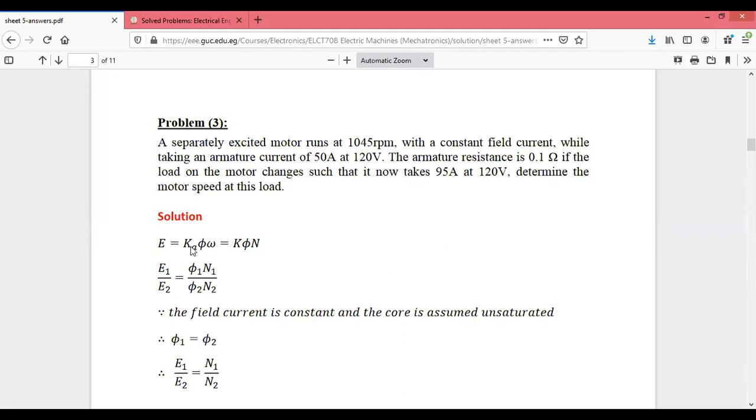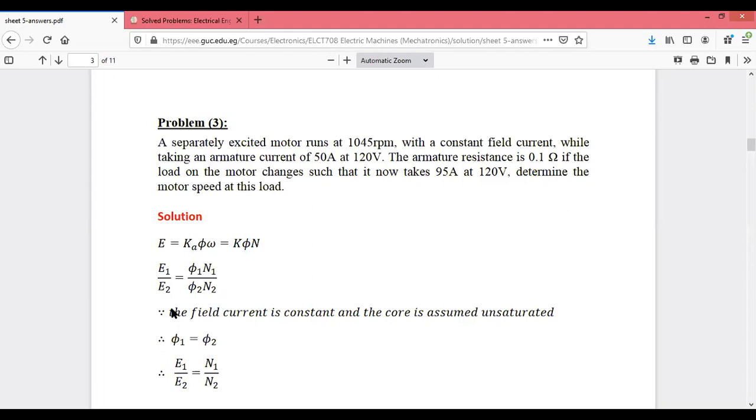So here we can take the constant term: E equal to K phi N, where K is the constant term. Or you can write E equal to N P phi upon 60 into Z by A, but I am taking Z, A, P, Z as a constant term K. That's why I am writing directly E equal to K phi N. Since you are supposed to find the speed only, where speed is changing, you can take the magnetic flux also as the same.